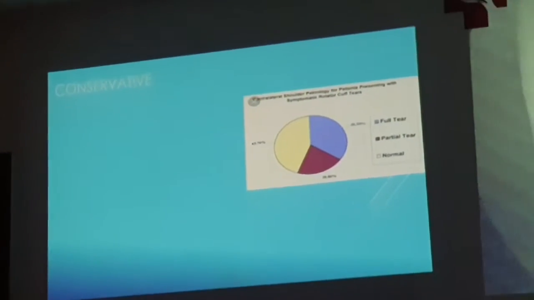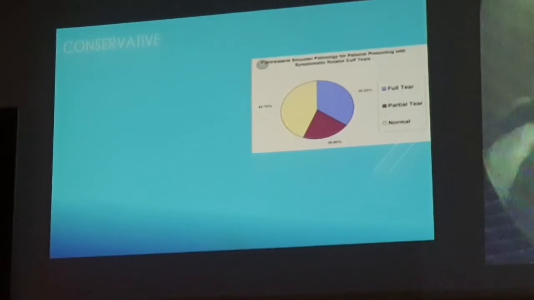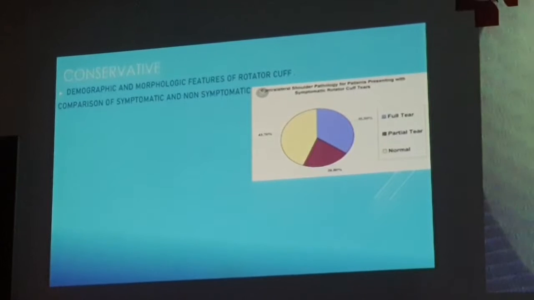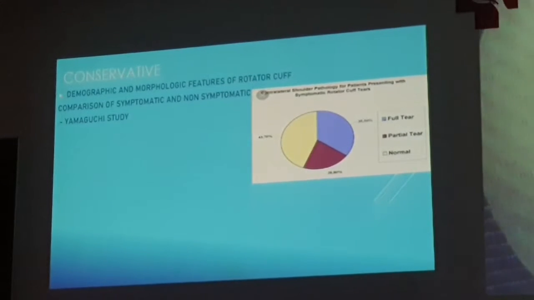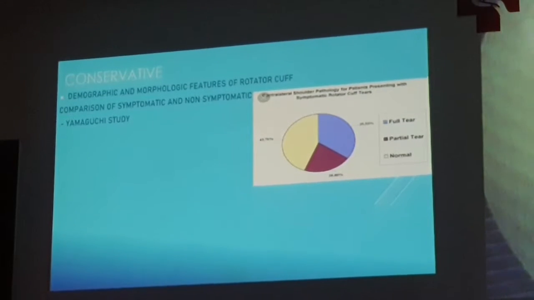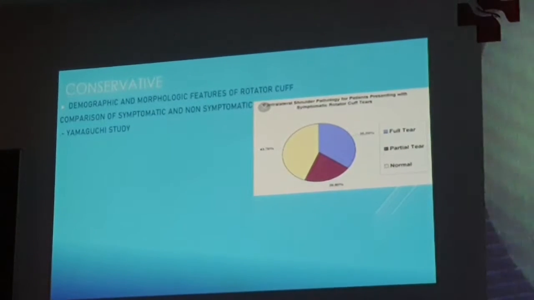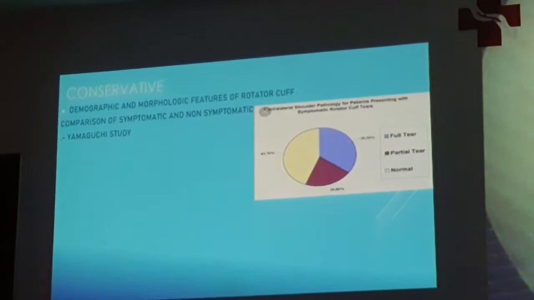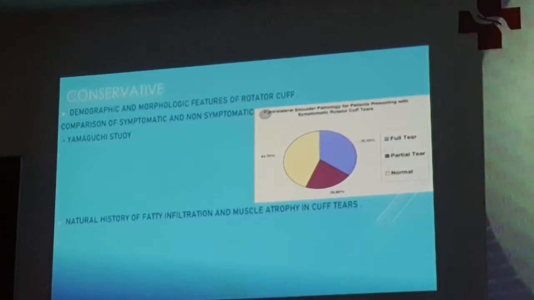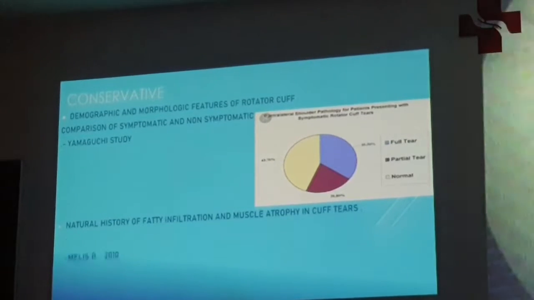We also know from this article from Yamaguchi where he did sonography of both the shoulders. So a patient came to him for a symptomatic shoulder and he did a sonography of the opposite shoulder, and he found about 55% patients had some amount of partial or full thickness cuff tears, but they were asymptomatic. So it's important that all cuff tears will not require surgery.